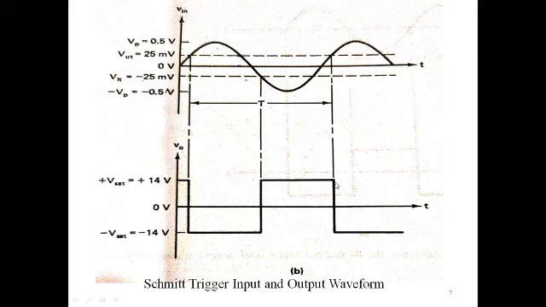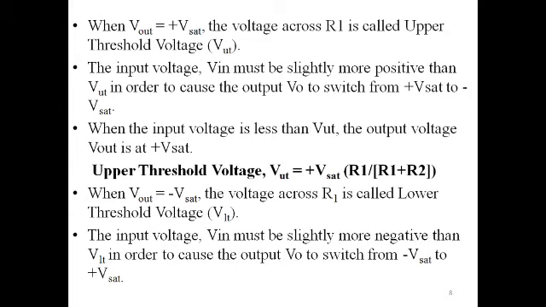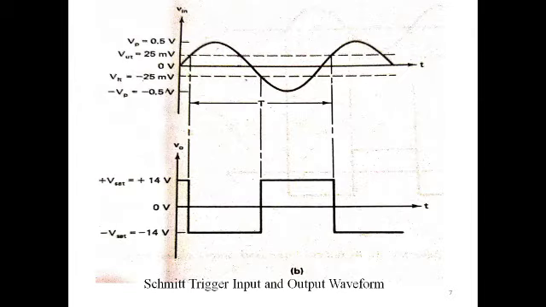In this case, our lower threshold voltage can be calculated by using the formula VLT is equal to minus V saturation times R1 divided by R1 plus R2. This is using our voltage divider rule. In this way we can study the Schmitt trigger and also look into the input and output waveforms of the Schmitt trigger.